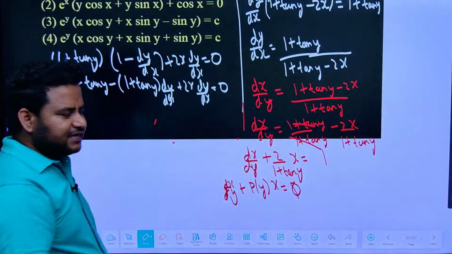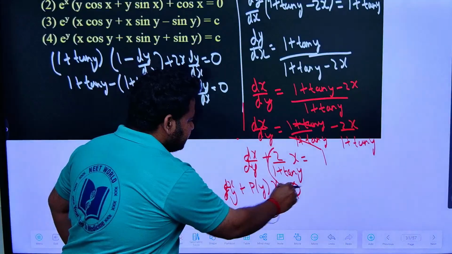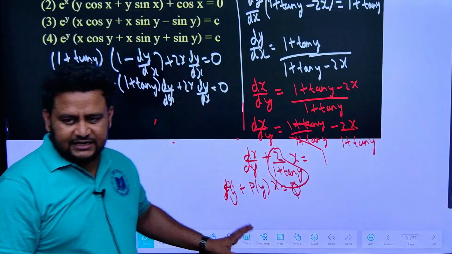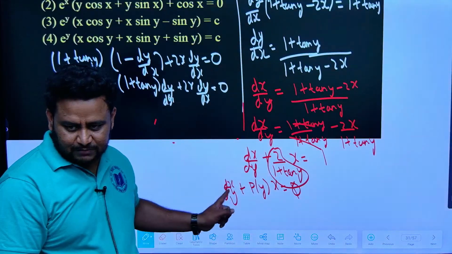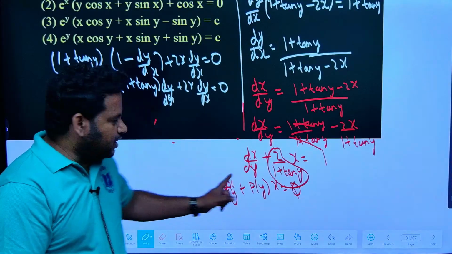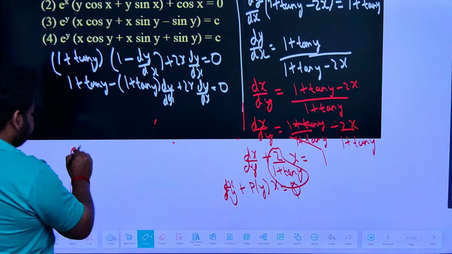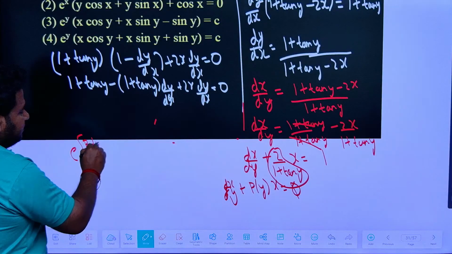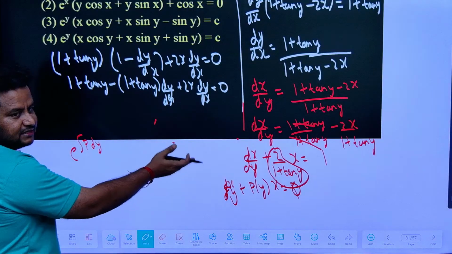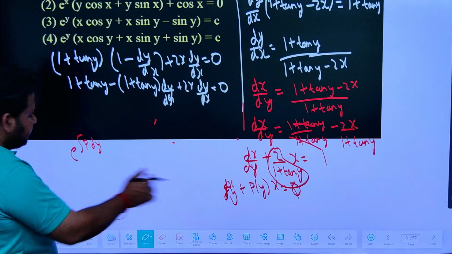Now the integrating factor is what? This entire thing is the integrating factor. Very important question, mark this important. The integrating factor is e power integral of P dy. This is P dy. This is not dy by dx, this is dx by dy.